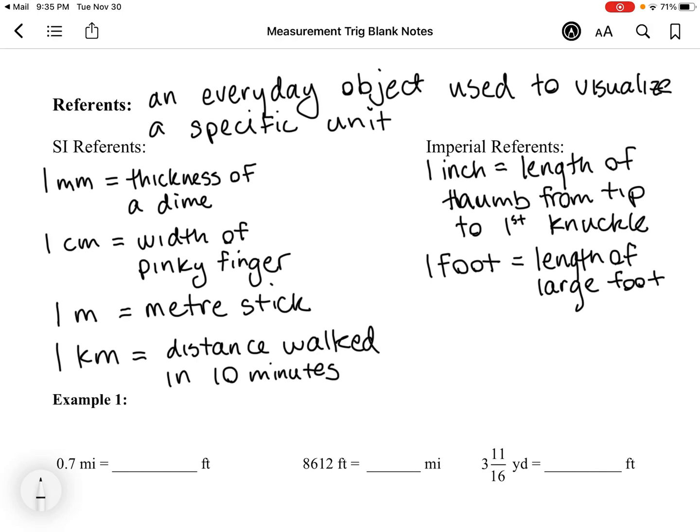Okay. A yard. A yard and a meter are actually very similar in length. A yard is about 9 centimeters less than a meter. So sometimes I just think of a meter and then shorten it a little bit. You can also think it's about the width of a doorway.